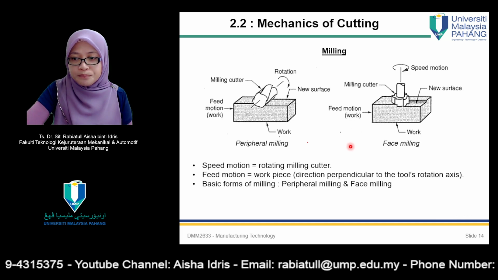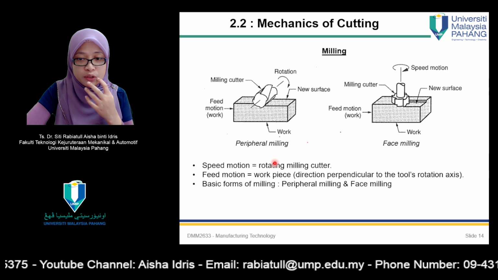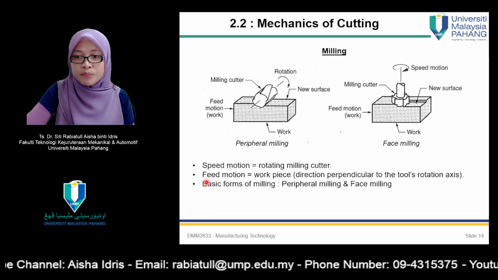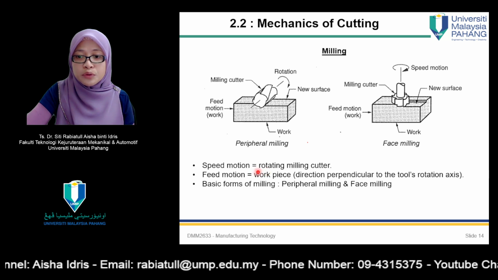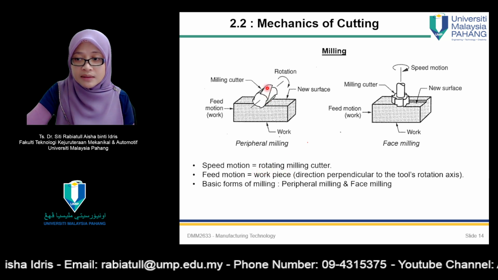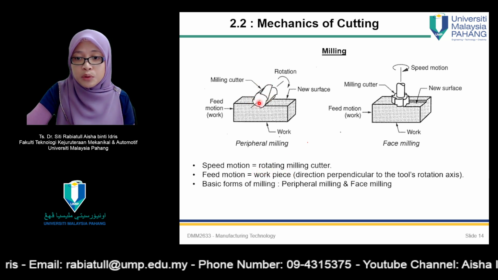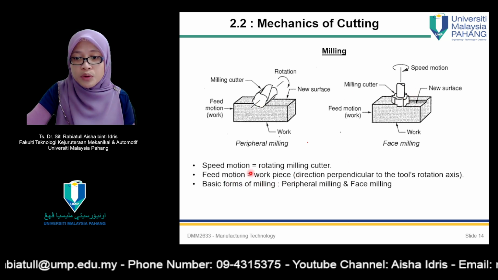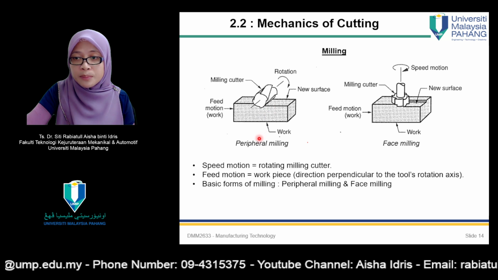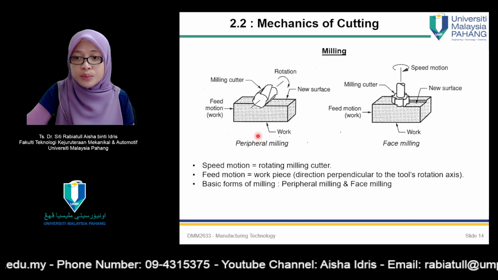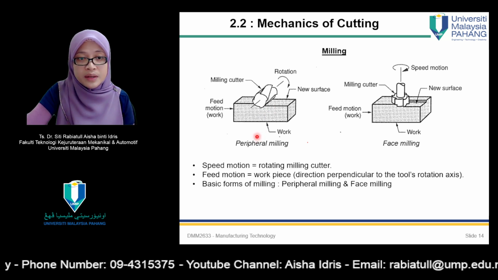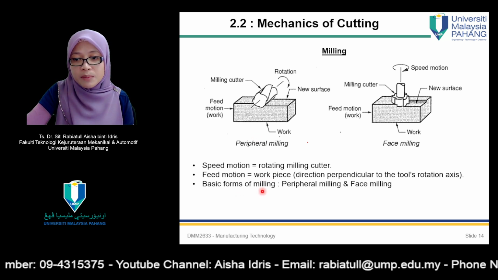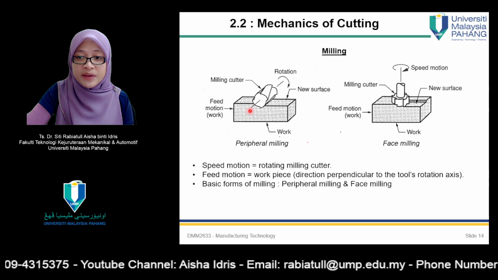For milling, it can be divided into two: peripheral milling and face milling. Speed motion refers to the rotating milling cutter. This one is either for peripheral or face milling. Feed motion refers to the workpiece. So in this process, the workpiece will be moving as well to achieve its certain depth of cut. Basic forms of milling: peripheral and face milling.